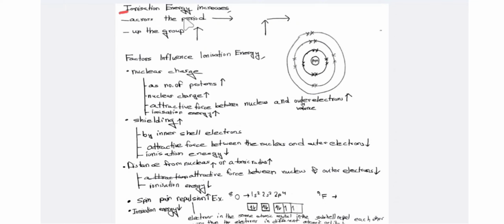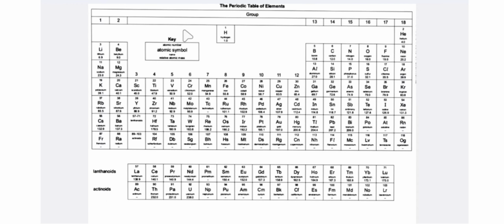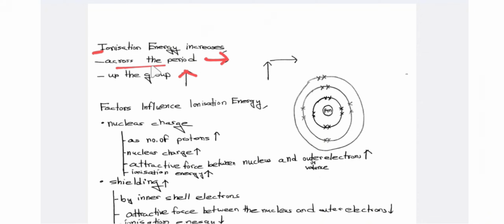For ionization energy, you need to remember that it increases across the period, and also increases up the group. That is, ionization energy increases up the group, and ionization energy increases across the period.